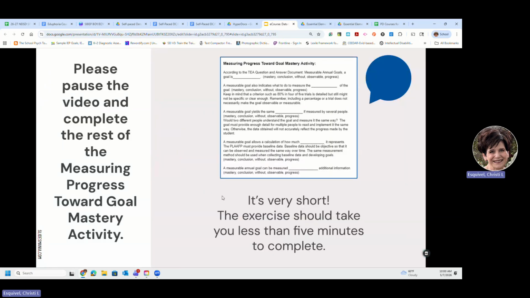Please pause the video and complete the rest of the measuring progress towards goal mastery activity. It's very short. The exercise should take you less than 5 minutes to complete. When you're ready, come back and resume the video.